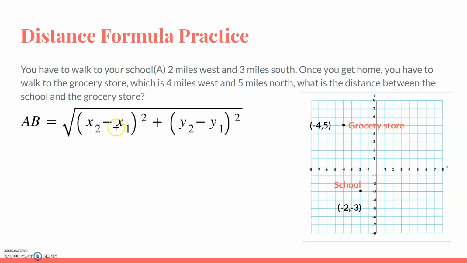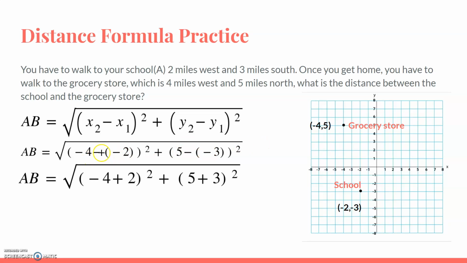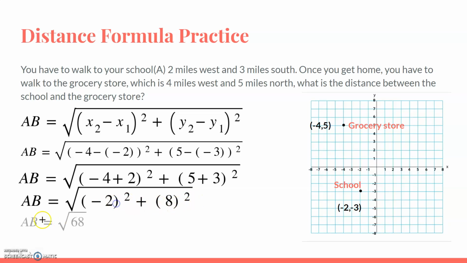AB is equal to the square root of (x2 minus x1) squared plus (y2 minus y1) squared. So x2 in this situation is going to be -4 and x1 is -2, y2 is 5 and y1 is -3. We're going to sum up these values. The negatives here cancel to give us a plus. The negatives here also cancel to give us a plus. Once we add those values together, AB is equal to the square root of (-2) squared plus 8 squared, then AB is equal to the square root of 68.